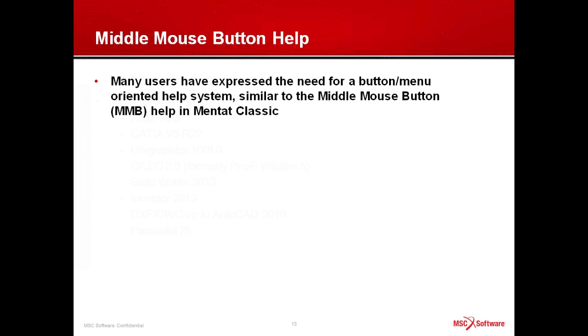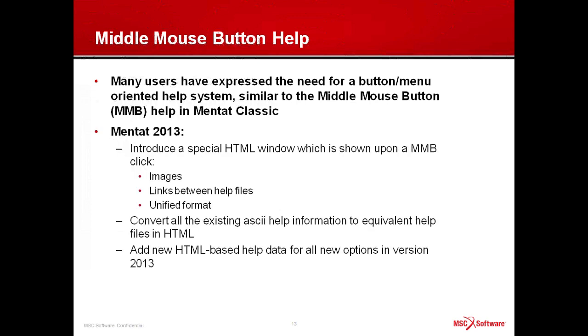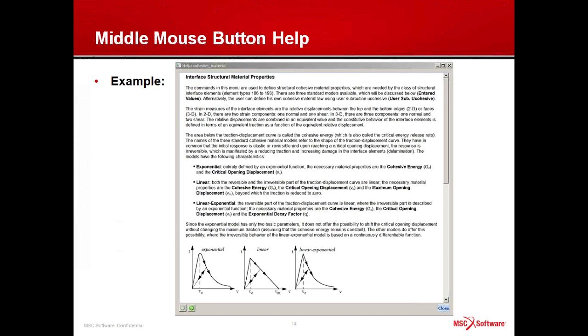One of the things that people said about the new Mentat, as opposed to the classic Mentat, is they missed the middle mouse button for help. So we've brought back the middle mouse button as a context-sensitive help system, and we've made it better than ever so that the help files are basically in HTML format. We took all of our old help files and we converted them to the new format.